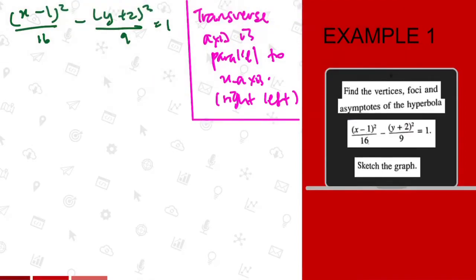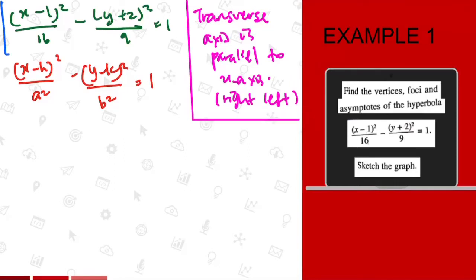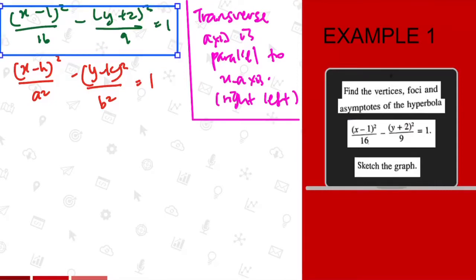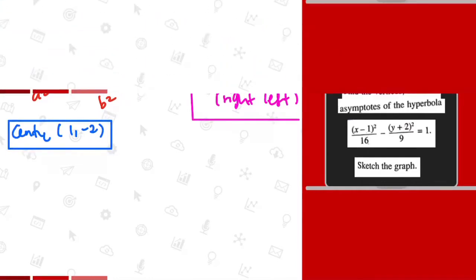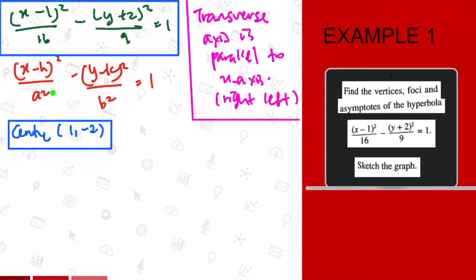Now let's compare this with our general equation with x as the first term: (x minus h) squared over a squared minus (y minus k) squared over b squared equal to 1. Therefore, let us compare with the equation that is given here. So, we can conclude that our center is (1, -2). So we have one piece of information here. Just keep it and let us compare what a squared is. A squared is equal to 16.